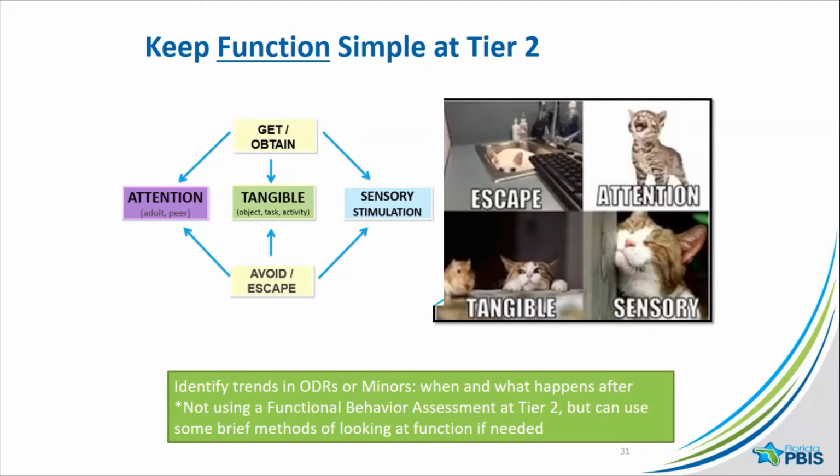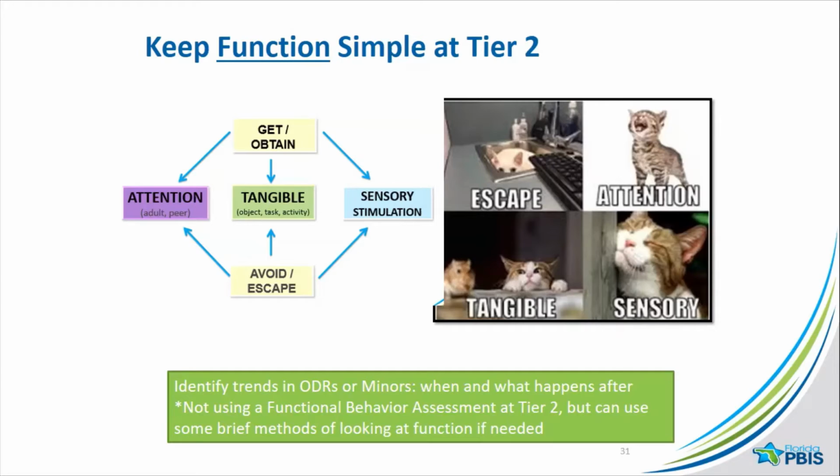So we want you to think of this simplistically at tier 2 again. I can't say that enough. And keep it very minimal, not an individual functional behavior assessment, but looking for trends in the referring data. Academic deficits: looking at when ODRs are occurring with those academic deficits and seeing if maybe escape or avoidance is being paired with academic deficits in a certain area, for example.